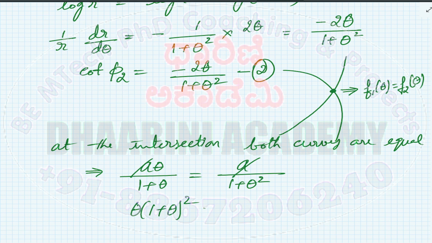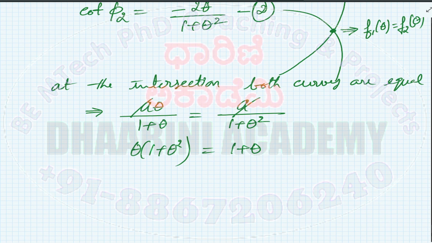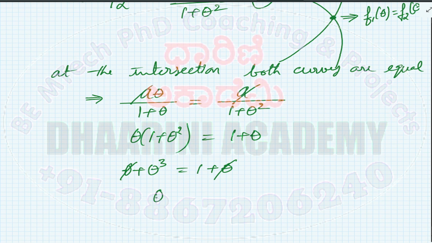So theta into 1 plus theta square, the square applicable only for theta, equals 1 plus theta, because a is cancelled already. So I simply move the 1 plus theta to the other side. This means theta plus theta cube is equal to 1 plus theta. So theta cancels. So theta cube is equal to 1, right? Which means theta is equal to, we have multiple answers, you take only one, theta is equal to 1. Now I got the theta value.